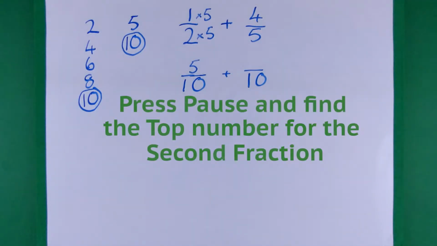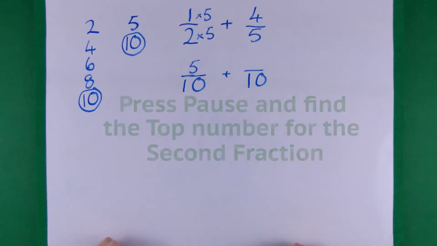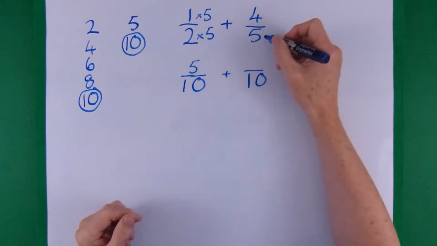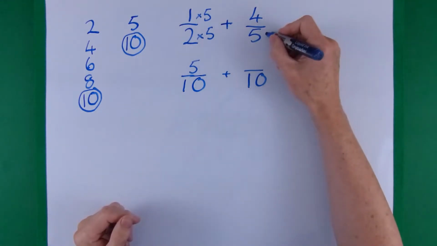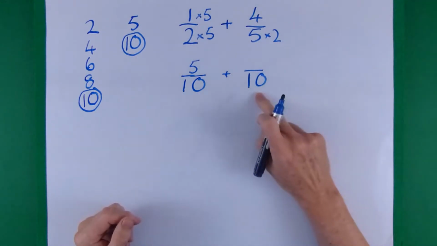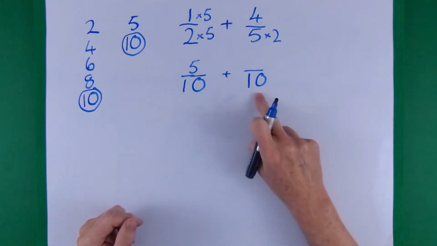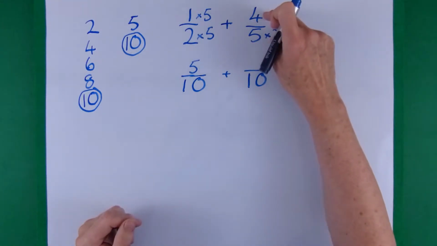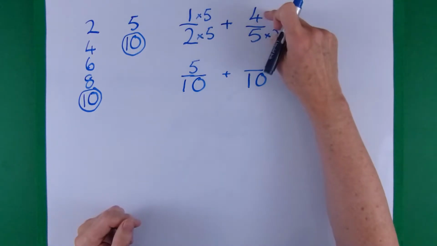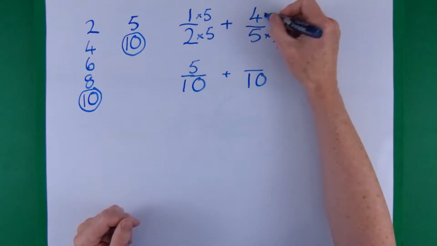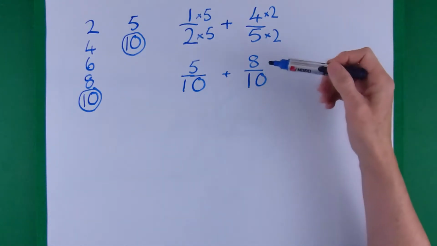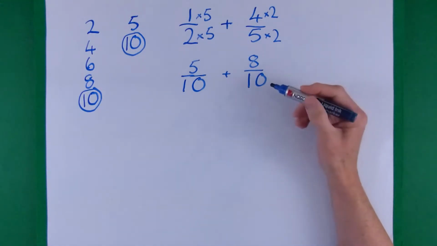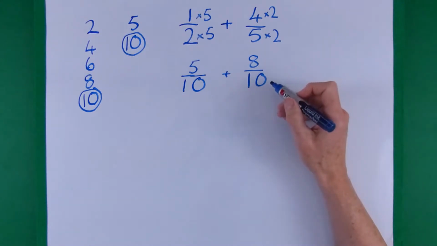Now press pause and try the second fraction. This time we cut the fifths to make 2 slices. So we get 5 times 2 is 10 slices in the whole pizza. So the 4/5 of pizza we've also got to cut into 2s. So we get 4 times 2 is 8. All we're doing is multiplying the top and bottom by the same number to keep the same fraction.